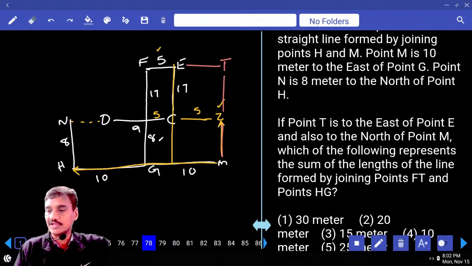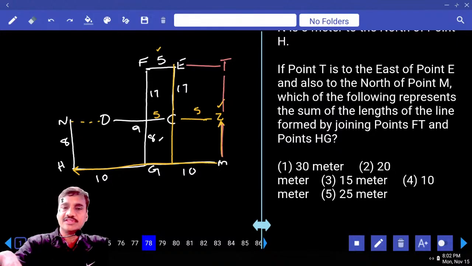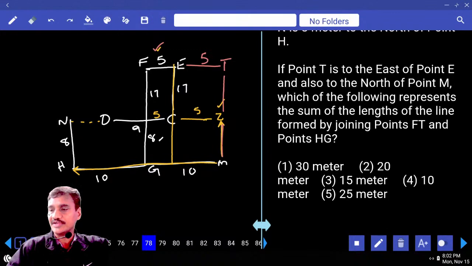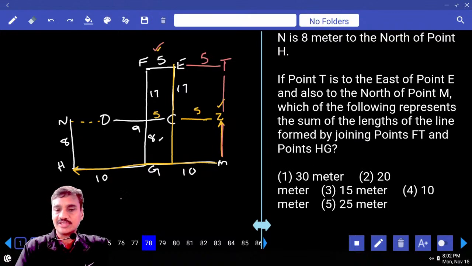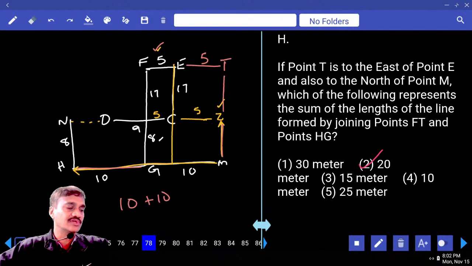Which of the following represents the sum of the lengths of the lines joining F and T, H and G? F and T. What is the distance between F and T here? This is 5 and this is another 5. F and T is 10. And what about H and G? H and G is again 10. Hence 10 plus 10 is how much? 20 meters. 20, that is choice 2, question number 78.